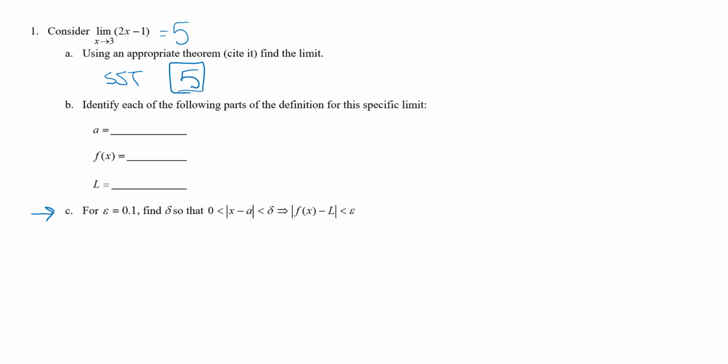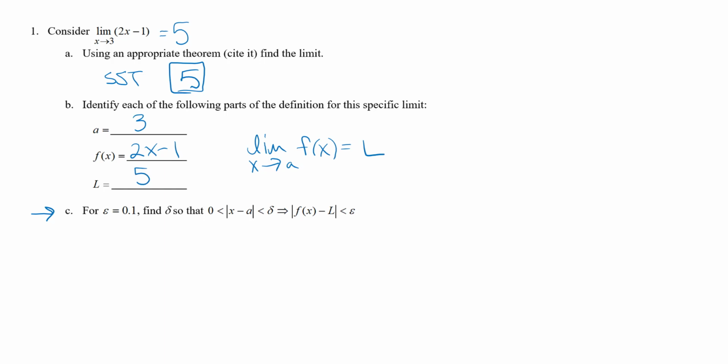Okay, so for this specific limit, we want to think about what are the values of a and L, and what is the function f of x that they're talking about, so that when we work on our inequalities we can put those values in the right places. Okay, so x is approaching 3, so that's our a. F of x, that's our function. We have f of x equals 2x minus 1, and L, or the value of the limit, is 5.